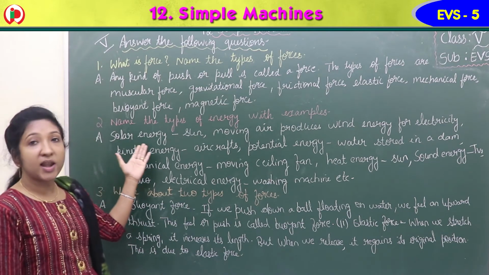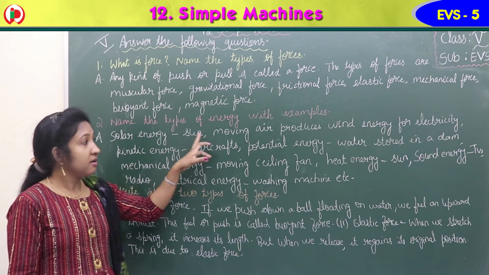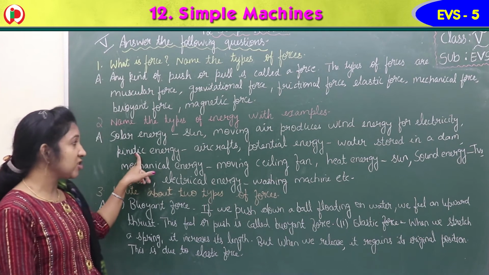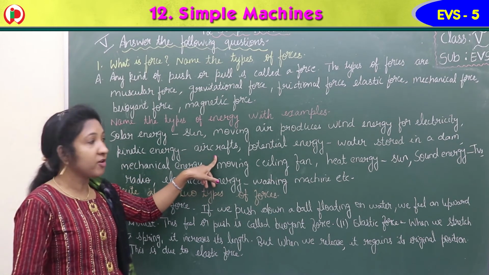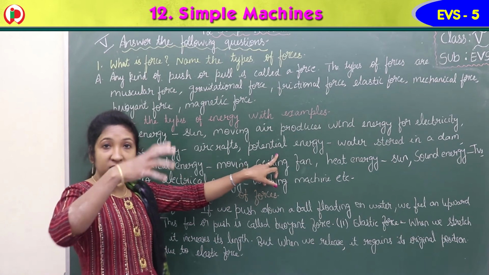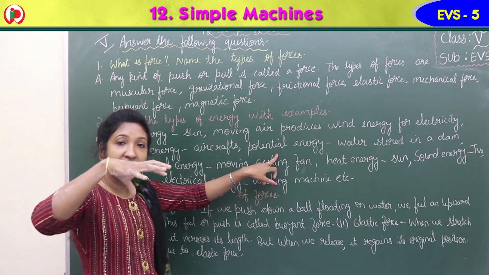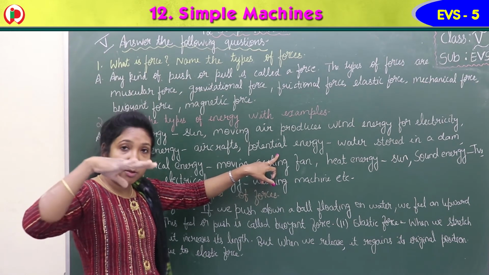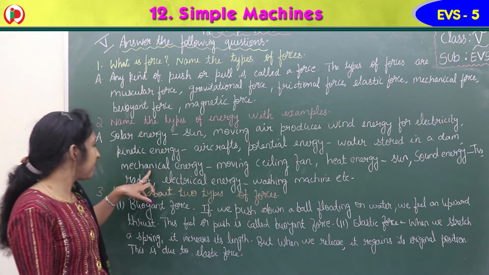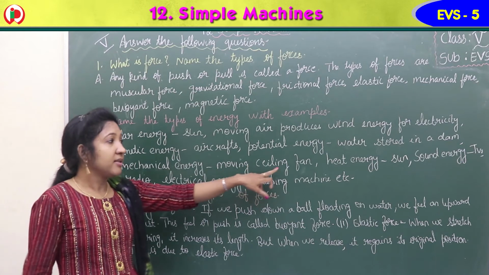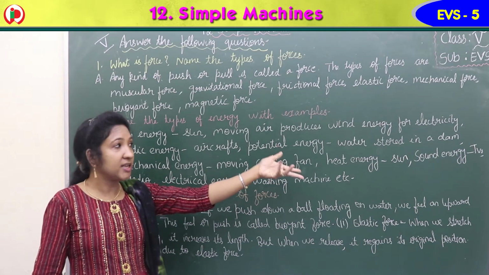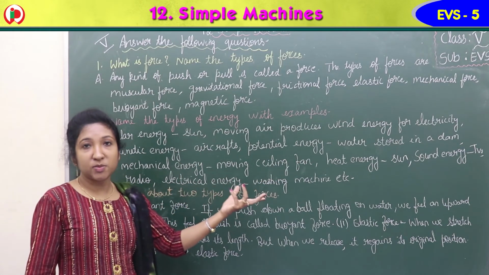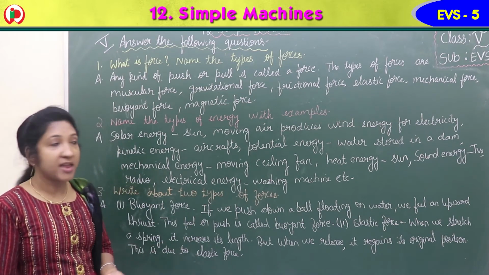Yes. First one, solar energy, example sun. Then moving air produces wind energy for electricity. Kinetic energy, moving aircraft is an example for kinetic energy. Potential energy, water stored in a dam, water is stored in a dam, isn't it, to produce electricity. So water in a dam, it is in its position, it is potential energy. Mechanical energy, moving the ceiling fan. Then heat energy, sun, example of heat energy. Then sound energy, TVs, then radio, then electrical energy, washing machine, etc. So these are the different types of energy.